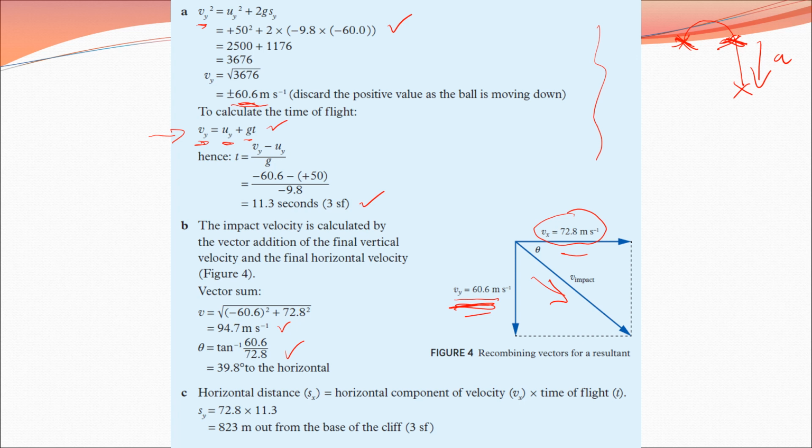All right, part C, horizontal distance. Once again, we've got our formula, which is just the v times the t. How fast are we going? How long have we got to travel? That gives us how far we go. Plug the numbers in. It's the same as the one we've done before.